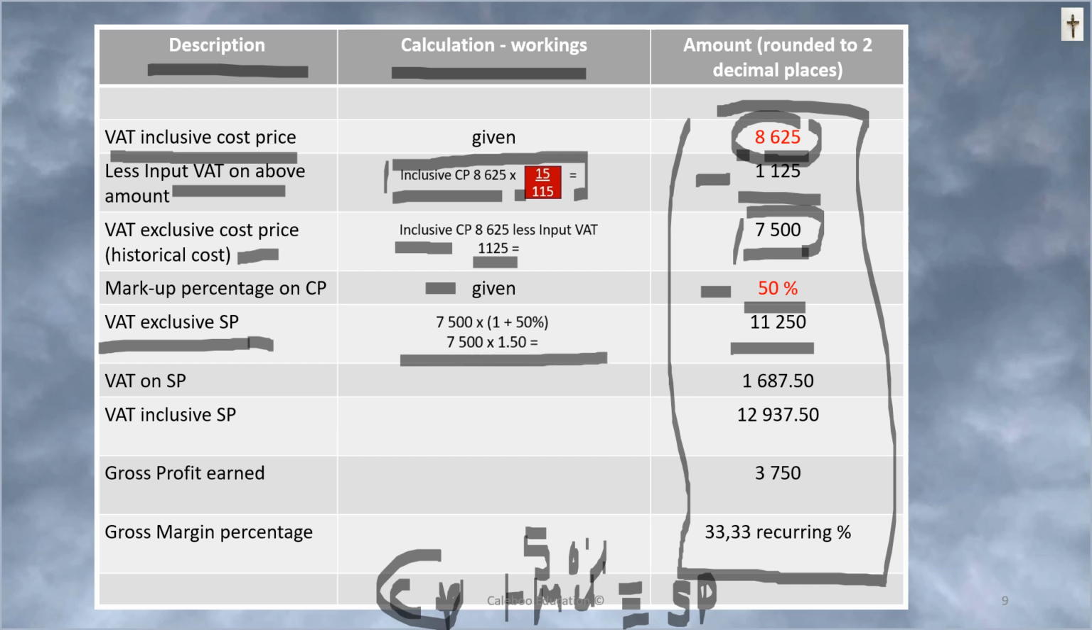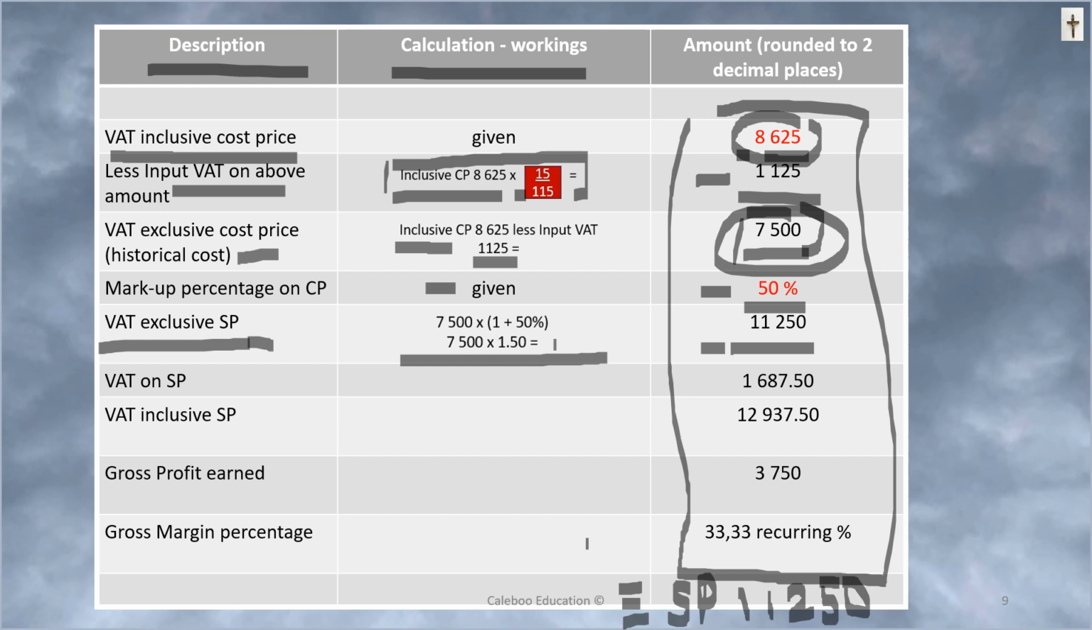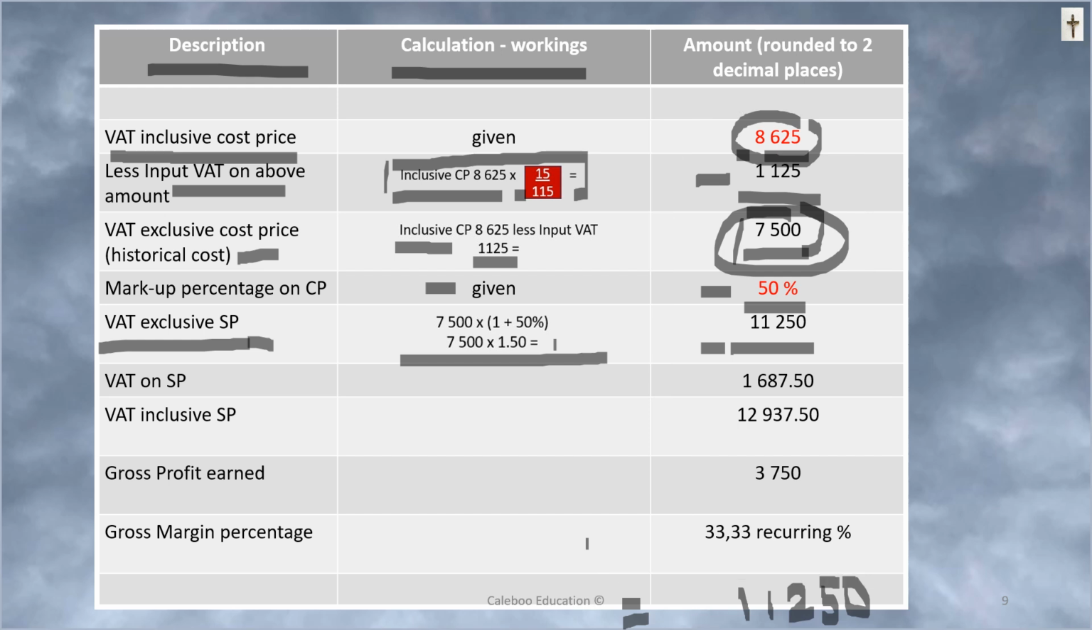Easy. 7,500, the cost price, multiplied by 1 plus 50%. 7,500 multiplied by 1,5 is 11,250. 11,250 is the selling price excluding VAT. Let's clean this up. So let's see what's next that we need to calculate.